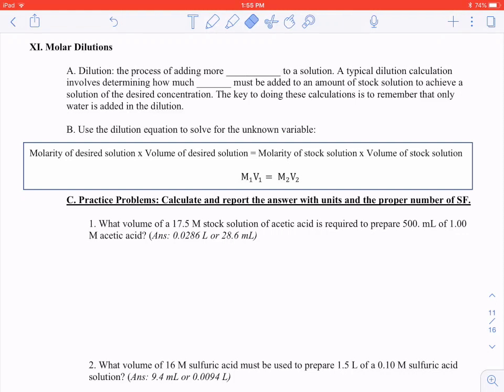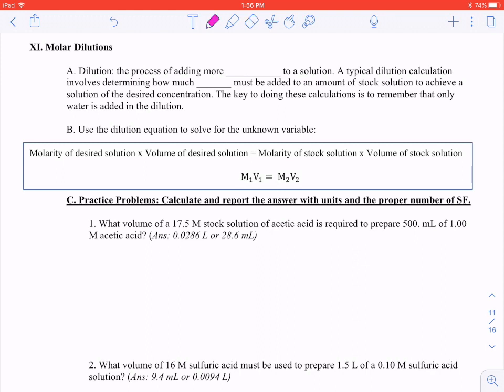Hi everyone, we've seen molarity. We know that molarity is moles of whatever solute we have over liters, and that's all well and good as long as we're dealing with a solid solute. But what if we have something that we need a certain concentration of and it's already a solution?